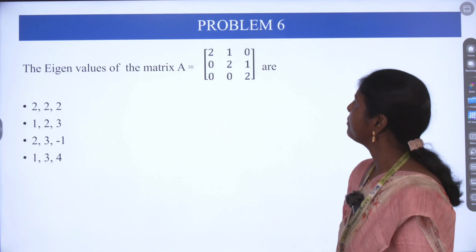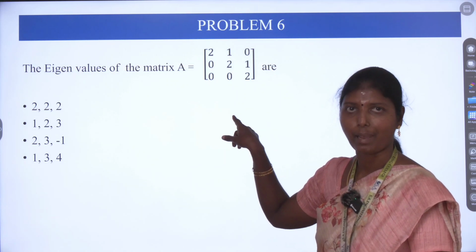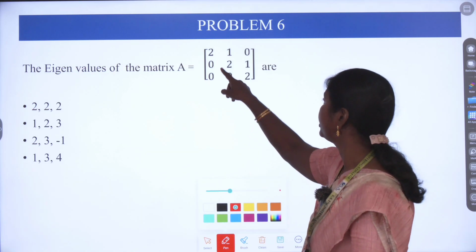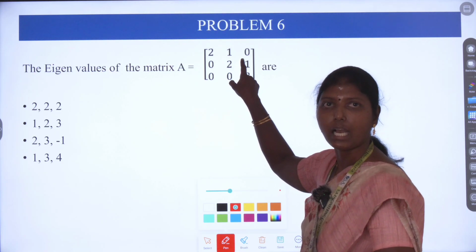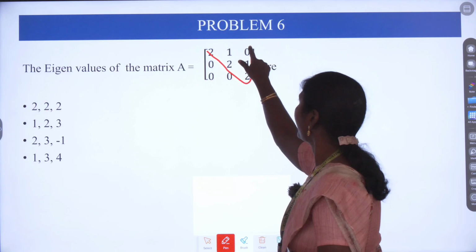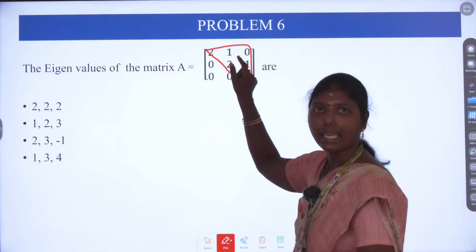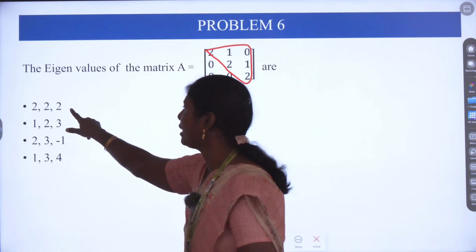Next, the eigenvalues of the matrix A equal to. We need to find the eigenvalues of the given matrix. The A matrix is 2, 1, 0, 0, 2, 1, 0, 0, 2, which is an upper triangular matrix. For an upper triangular matrix, the main diagonal elements are the eigenvalues. That is, we need to choose 2, 2, 2, which is the first option.